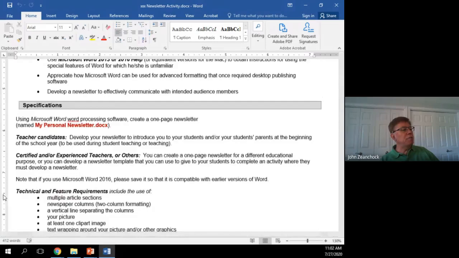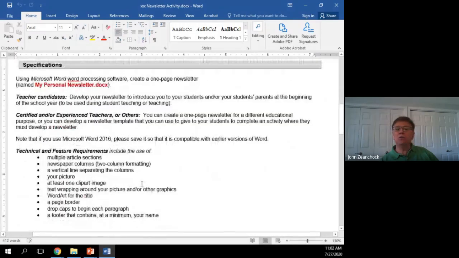And then again, specifications, I have to be very detailed in what I want them to do so that I don't get bombarded with 50 million questions from them via email and within Blackboard about what do you mean here and what do I do here and so on. So you've got to make it really clear. And so in this particular case, I tell them what to call their document.